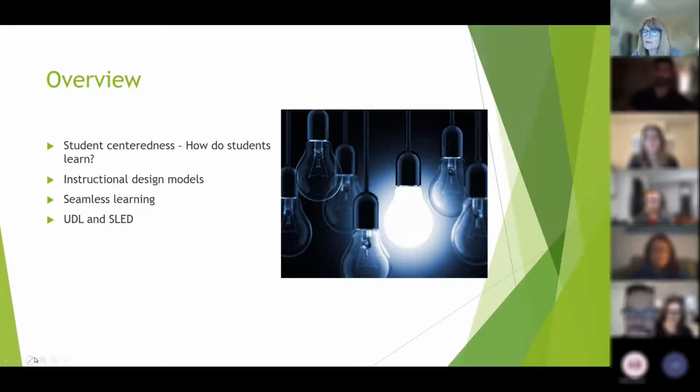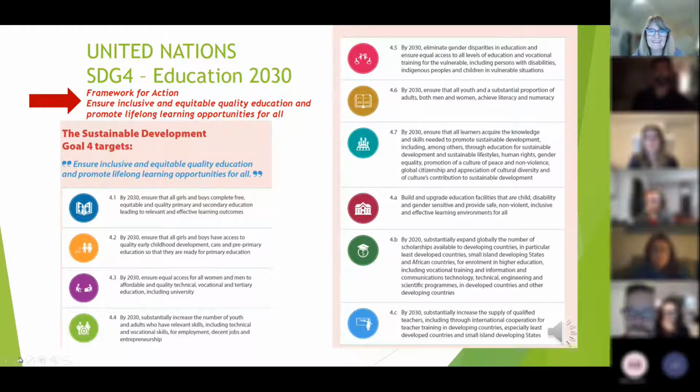First of all, and I love talking about this, what is our goal as educators and as instructional designers? Well, the first thing that comes to mind is the United Nations Sustainable Development Goal, which is their fourth goal, and the focus is quality in education.